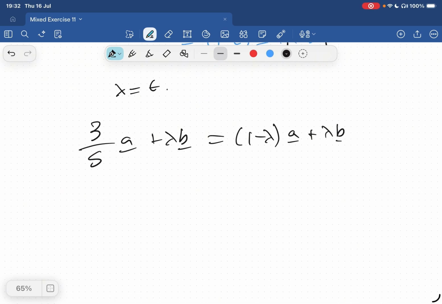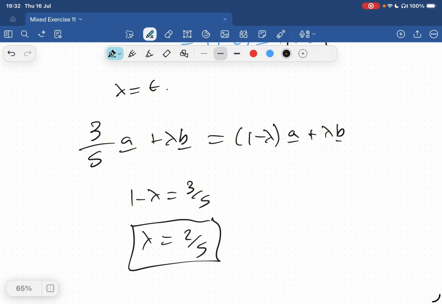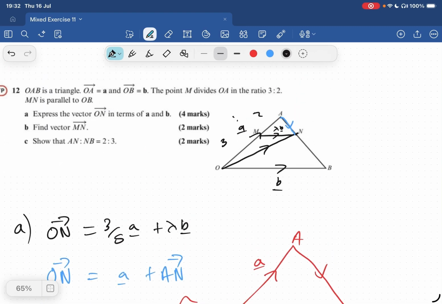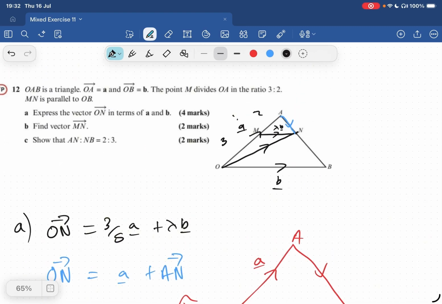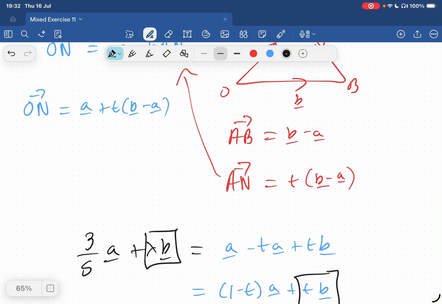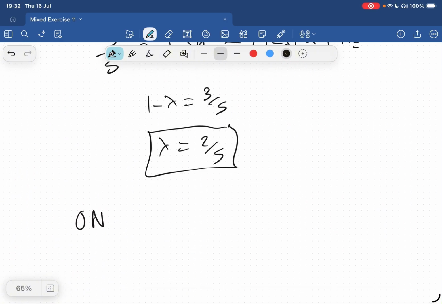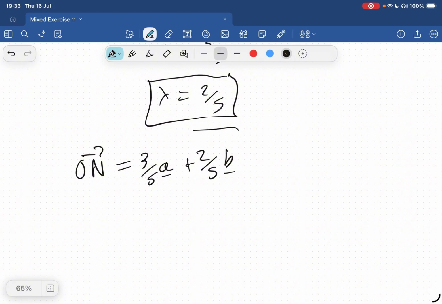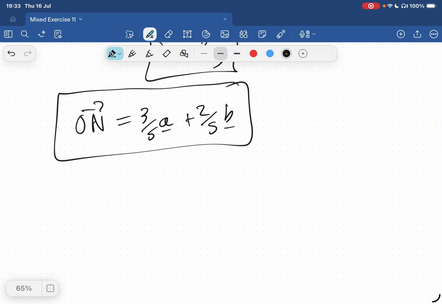Now we can solve for lambda, which is 2/5. So what did the question actually ask for? Express vector ON in terms of A and B. We're really nearly there. We have now found what lambda is, so we can say that O to N is 3/5 A plus 2/5 B. And that is O to N.